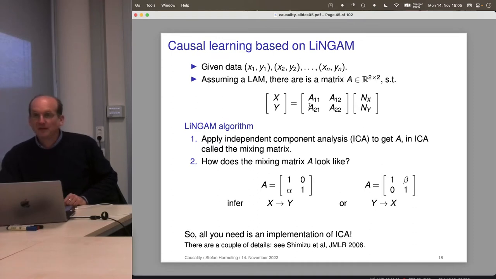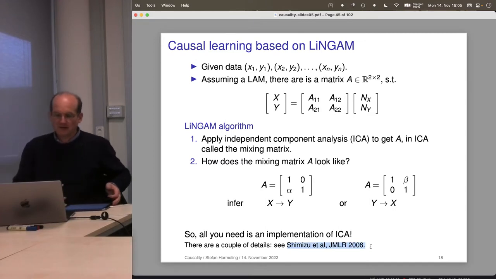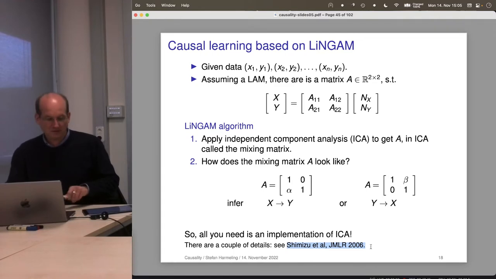And so all you need is an implementation of ICA, and then you can run it if the assumptions are right, that you have a linear model here, okay? There are many more details. There's a paper from Shimizu, JMLR, 2006. So that's where there are more details about this, okay?